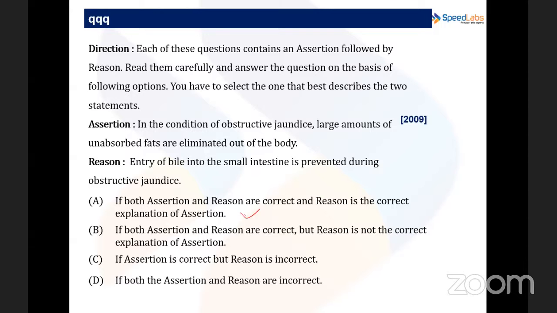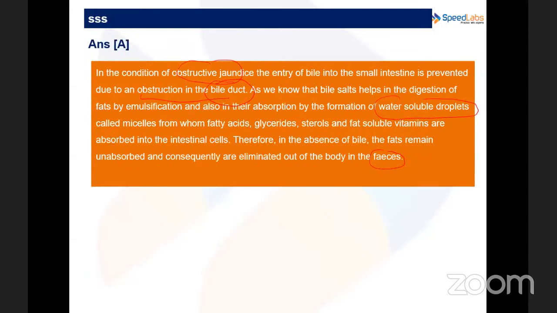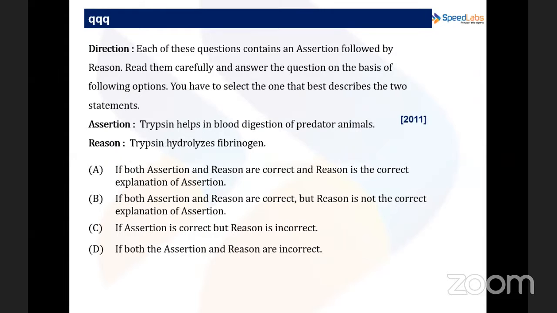Now let's look at the next question. Assertion: Trypsin helps in blood digestion of predator animals. Reason: Trypsin hydrolyzes fibrinogen. Option A: if both assertion and reason are correct and the reason is the correct explanation of the assertion. I will be using A for assertion and R for reason.